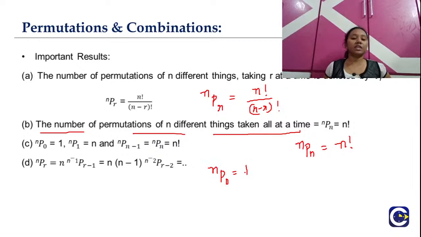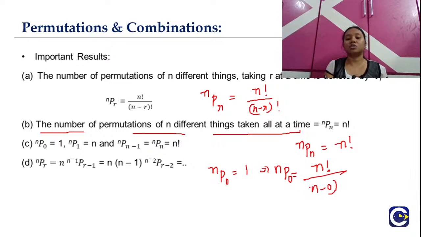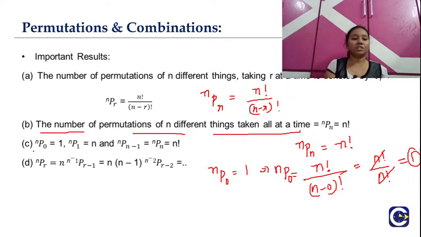Let's see how it is equal to 1. If we have nP0, and we expand it, that will be equal to n factorial by n minus 0 factorial. So n factorial by n minus 0 is nothing but n factorial. So n factorial will get cancelled, which will be equal to 1. That means the nP0 value will be equal to 1.